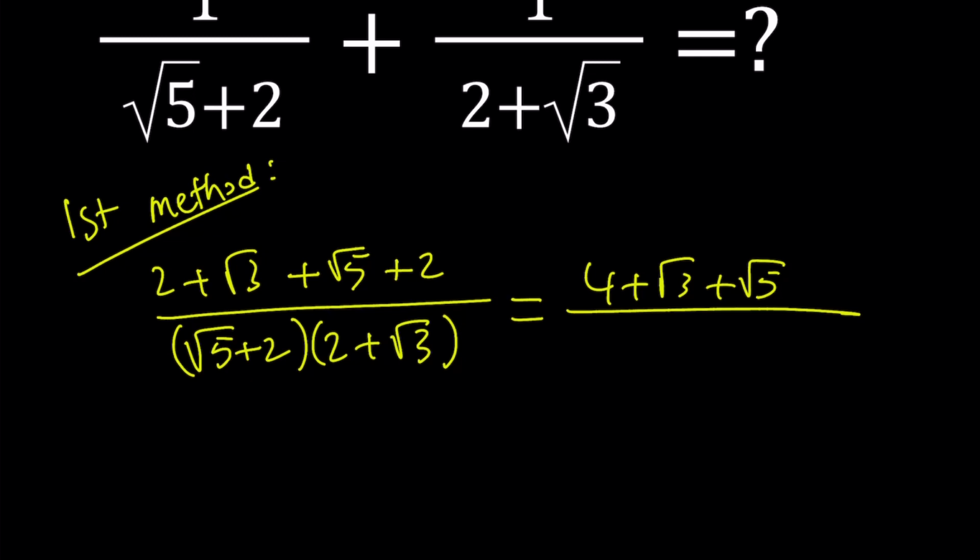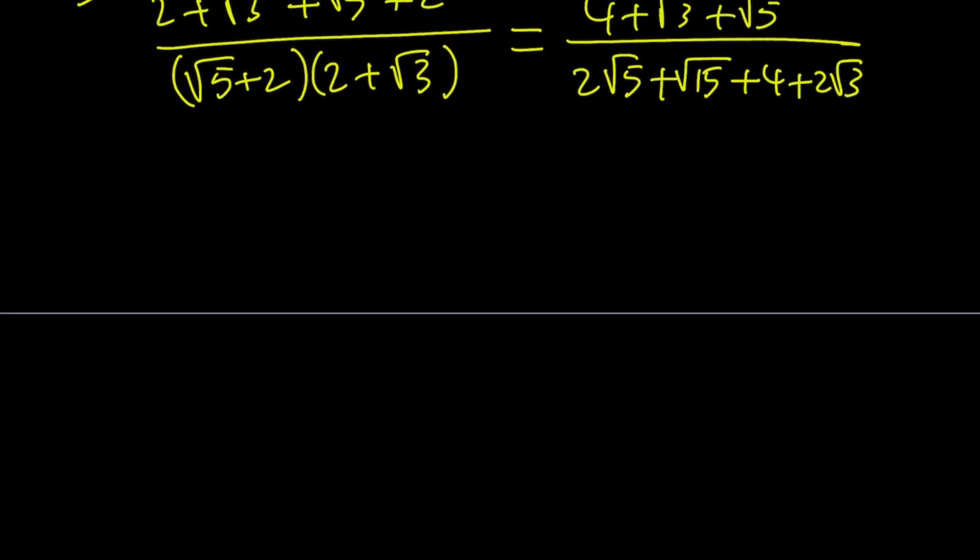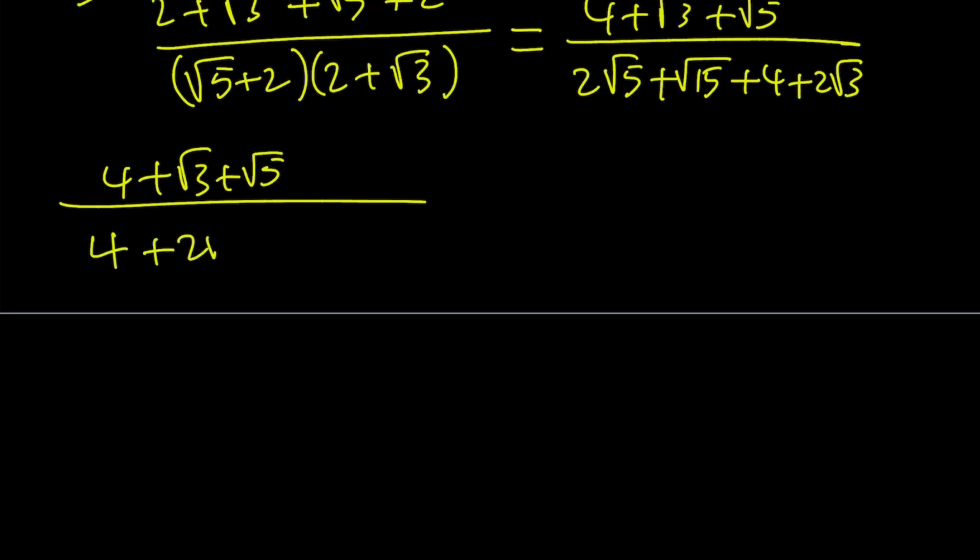Let's go ahead and distribute it. 2 root 5 plus root 15 plus 2 times 2 is just 4, and then plus 2 root 3. Great. So we got a radical expression which is kind of hard to simplify, and if we put it like this, 4 plus root 3 plus root 5 divided by, I'm going to write the integer first, which is 4, and then the 2 root 3, and then the 2 root 5, and finally root 15.